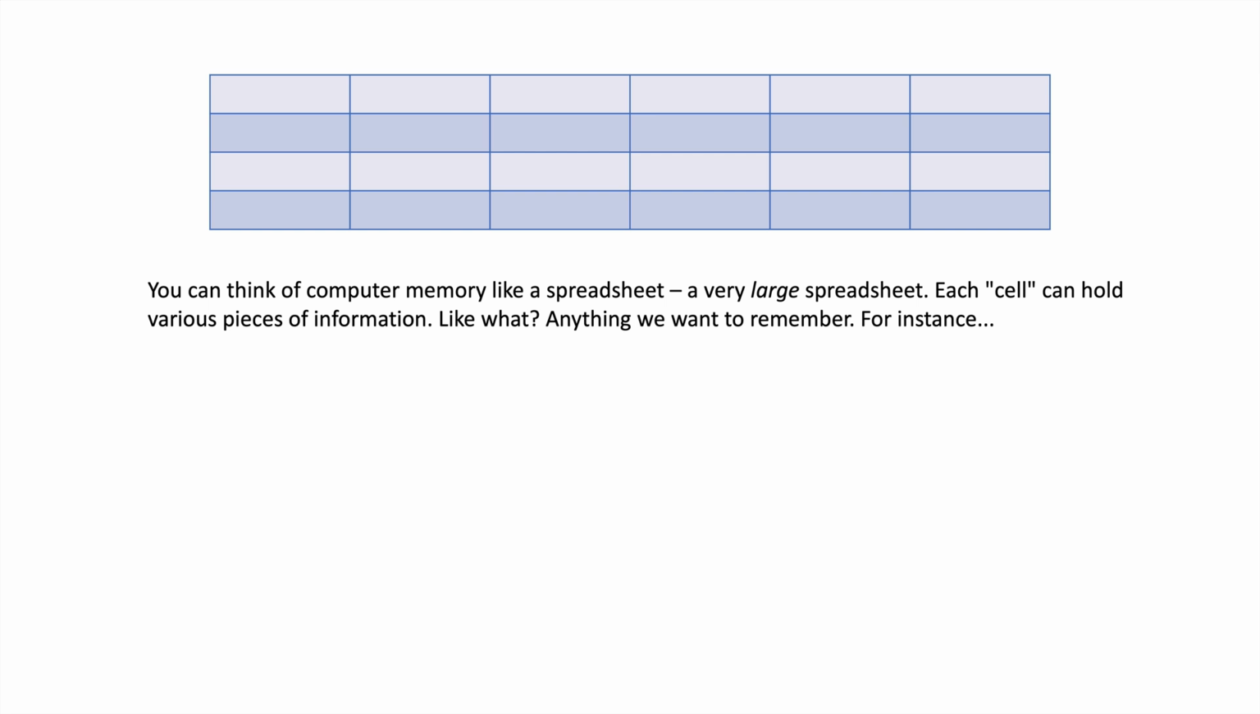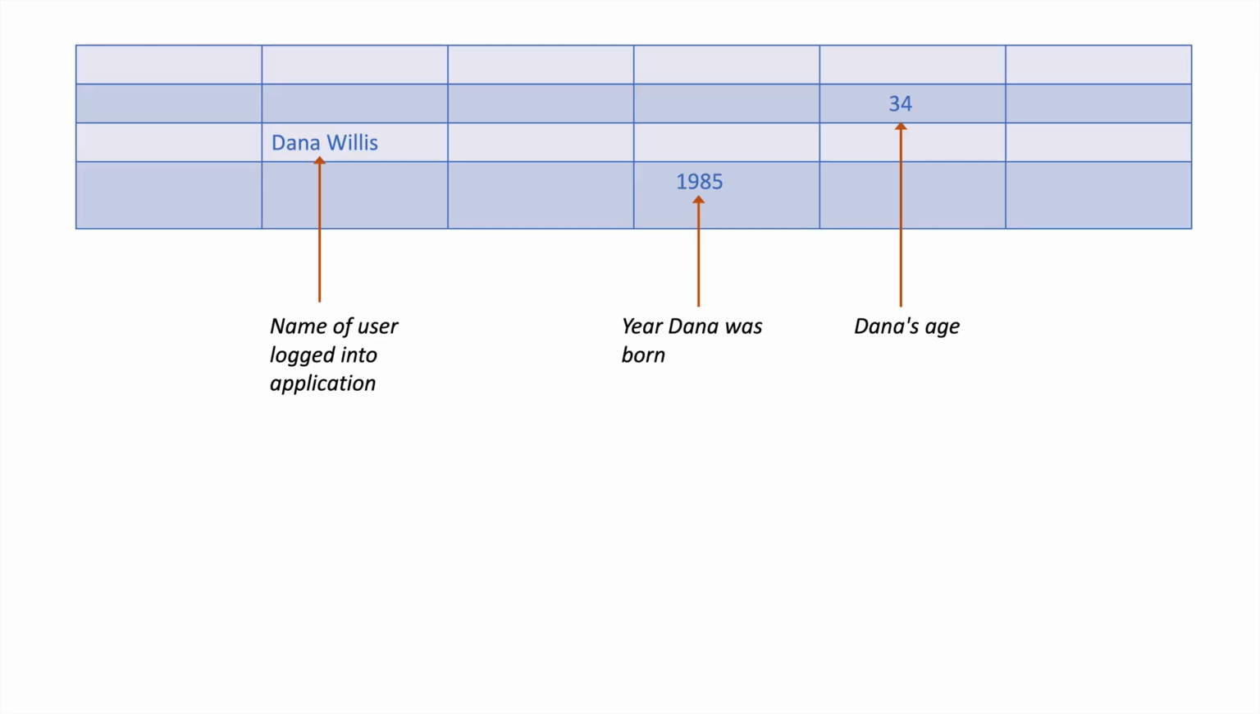So what kind of data would we want to store? Well, that entirely depends on the kind of application we're writing. But let's say that we're writing an application where we're asking the person for their name and their year of birth, and then we're going to calculate their age from that. So each of those pieces of information we would put into a cell. So we have Dana Willis as the name of the user, the year Dana was born is 1985, and then Dana's age, which we're going to calculate.